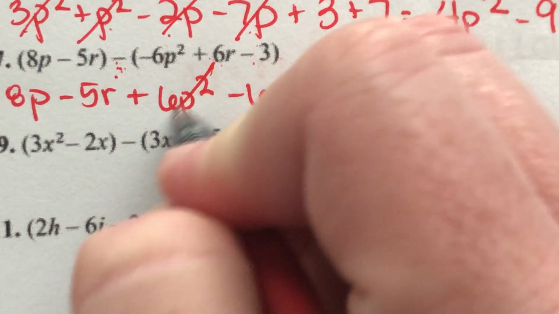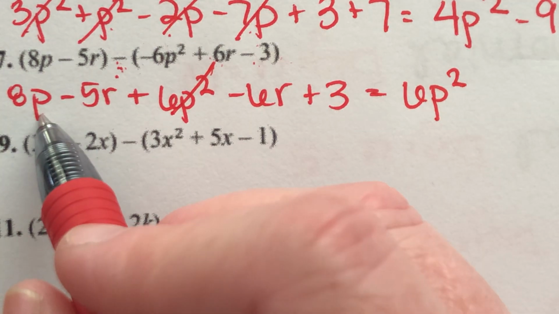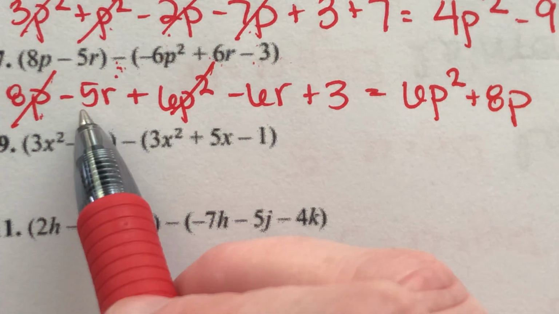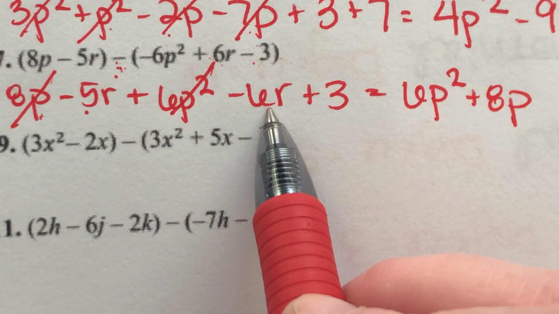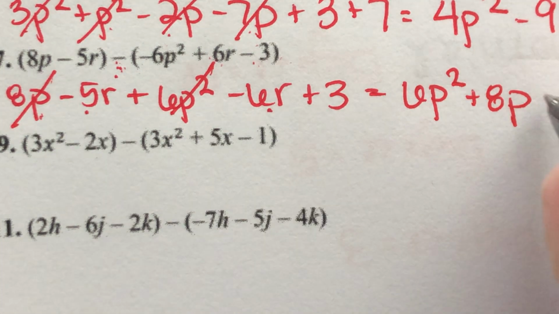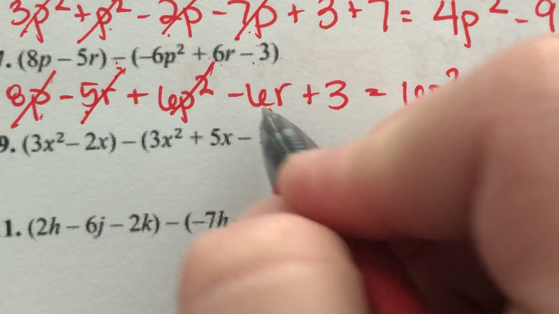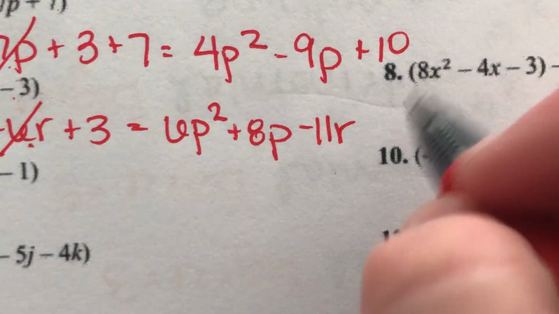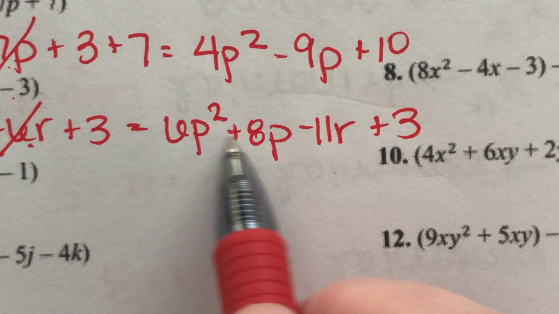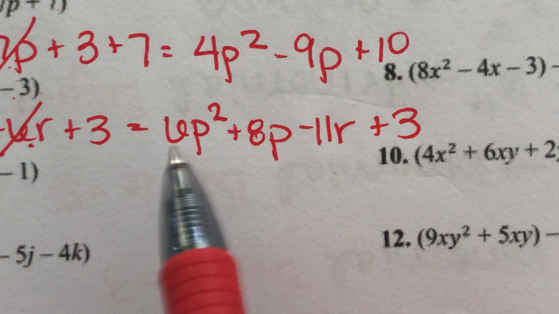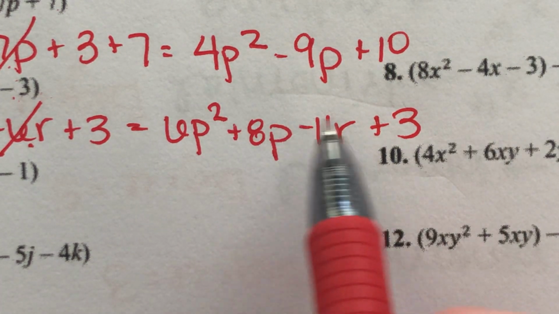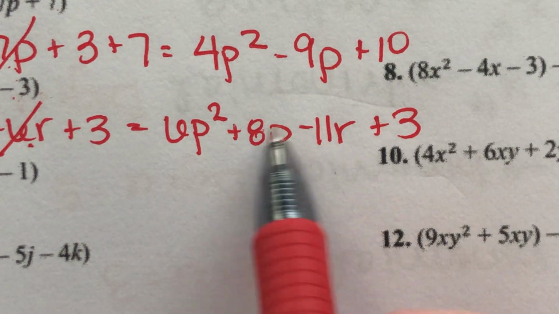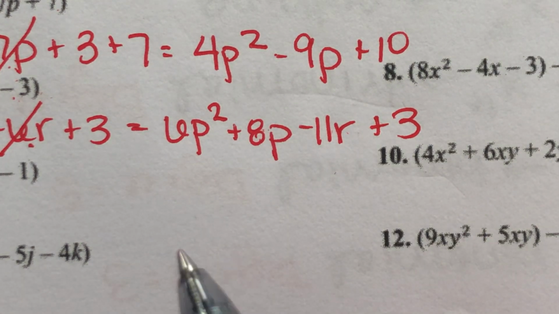6p squared, used it. Then I have an 8p down here. I'm going to add that next. Used it. Then I've got negative 5r and negative 6r. That's negative 11r. And then I've got this plain number, this plus 3 on the very end. So this would be my answer. And it's in standard form, right? 2, 1, 1, 0. Highest degree to smallest degree. You could have flip-flopped these two, and it still would have been correct.